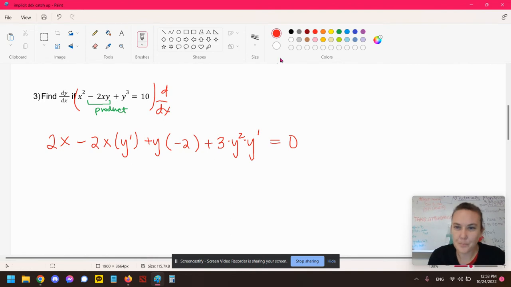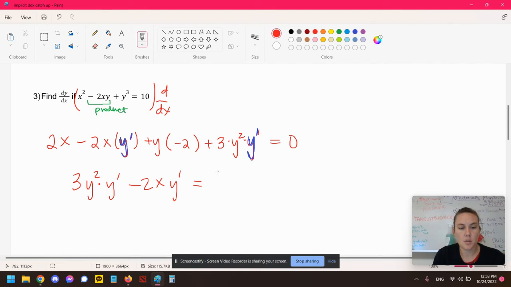I'm not quite finished. Usually this is when we put a box around things and we're done. But I actually want to solve for y prime. So here's y prime. Here's y prime. The way I solve for this is I rewrite all of the terms with y prime in them on one side of the equation. I move all of the terms that don't have y prime to the other side of the equation. So I moved this over and I moved this over. I kept this and I kept this.